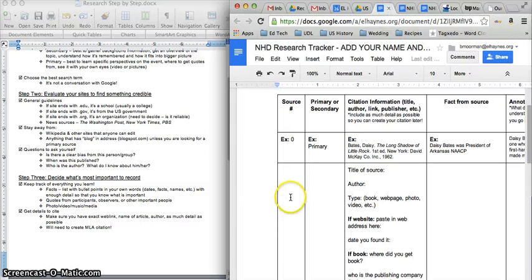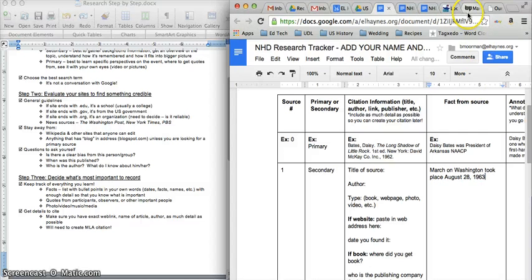I'm going to go back to my research tracker. This is source 1. It seems like it's a secondary source because it is the Washington Post, and it's writing after the fact. My fact here is that the March on Washington took place on that date. Let me take off the bold. I'm just going to type it in so the formatting lines up.